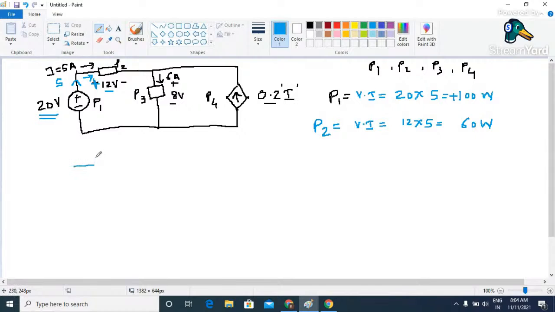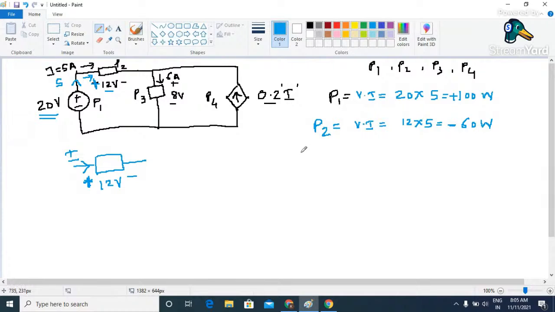See, here we have that element. This is plus minus of magnitude 12 volt, and the current is entering through positive terminal. When a current is entering the positive terminal, this is treated as passive, and in passive power is negative. So this is minus 60 watt.